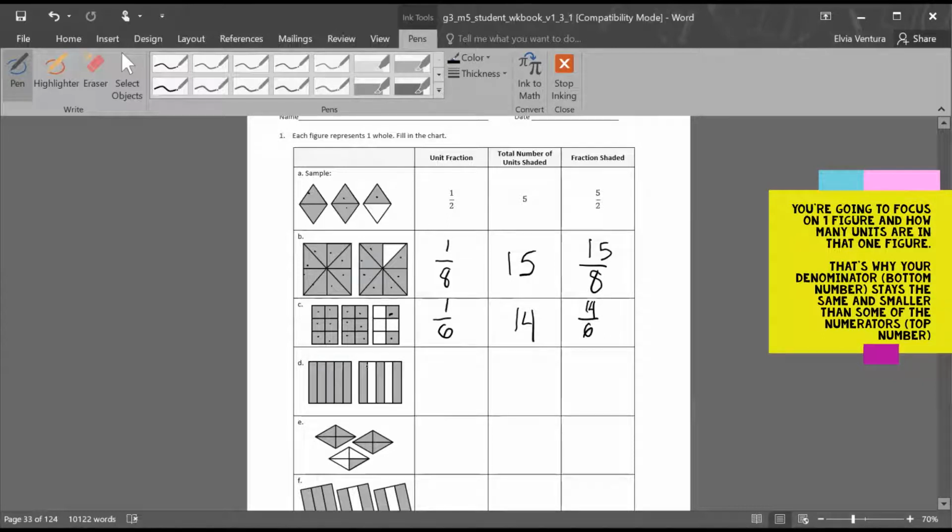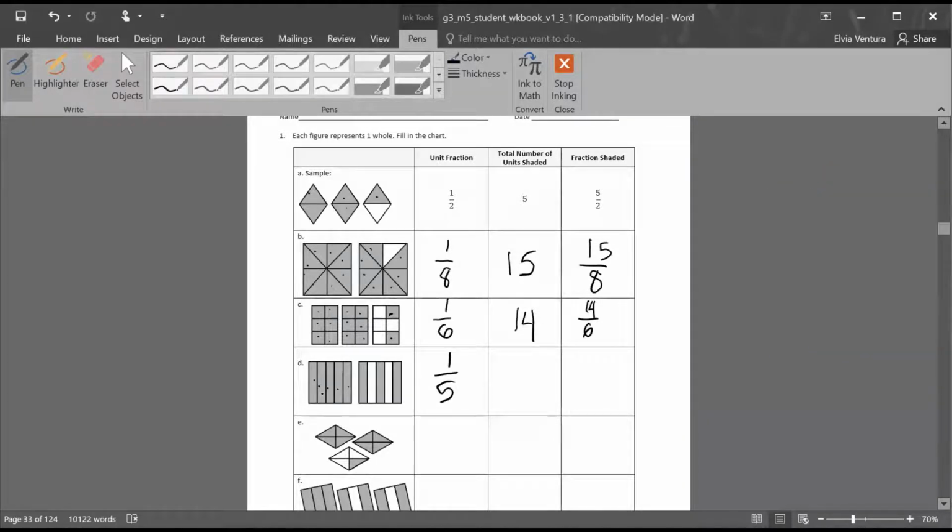We have the unit fraction. So there's 1, 2, 3, 4, 5. It's going to be 1/5. And the total number of shaded units, so we had 5 and then 6, 7, 8. So fraction shaded is going to be 8/5. Okay. Let's look at the next one.